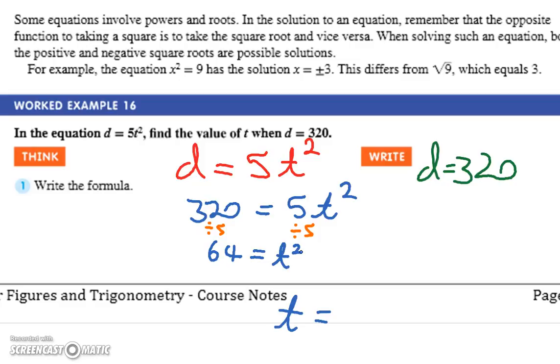So if I was writing this in, I would just write down that I'm going to find the square root of both of those. Now the square root of t squared is t. The square root of 64 is 8. And that is your answer. Does that make sense to everyone? Just don't be afraid when you see squares and square roots and stuff like that.